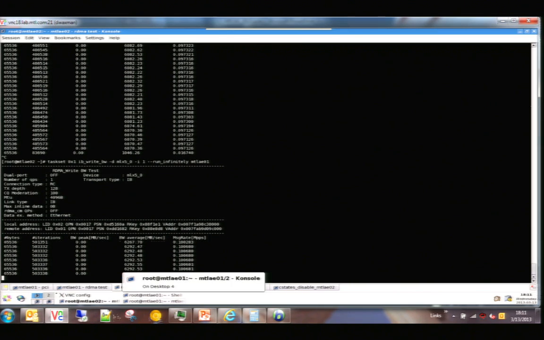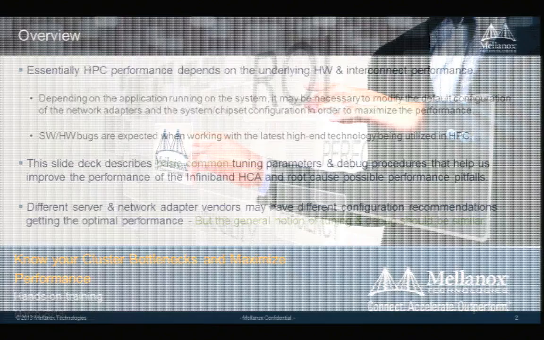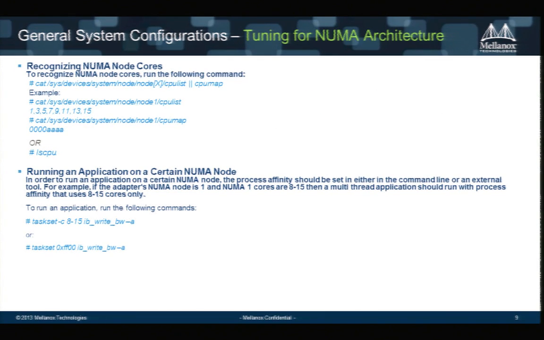Okay, so moving on to some more tweaks and configurations that we can make. I have here some tuning for the AMD architecture. I'm not that familiar with that, so I apologize. On an AMD architecture, there is a difference between a 2-socket system and a 4-socket system. In order to identify which NUMA node the adapters are running on, one should look if the BIOS supports the proper ACPI feature, et cetera. I will just go over that.